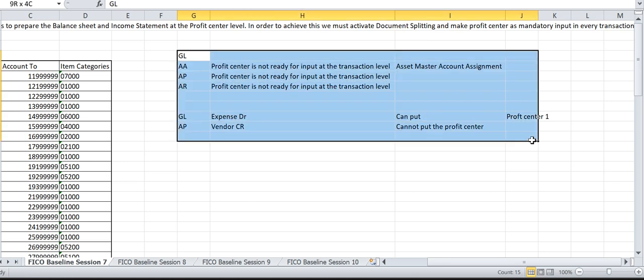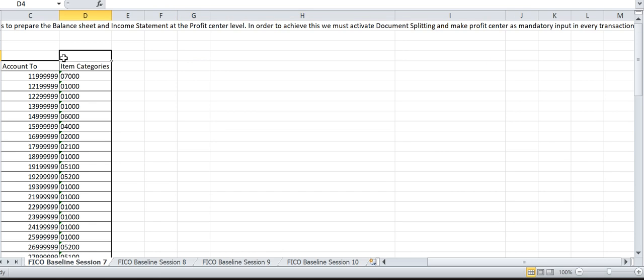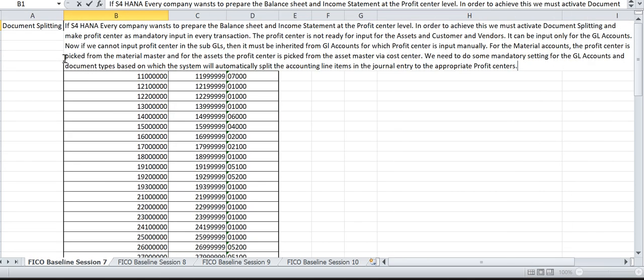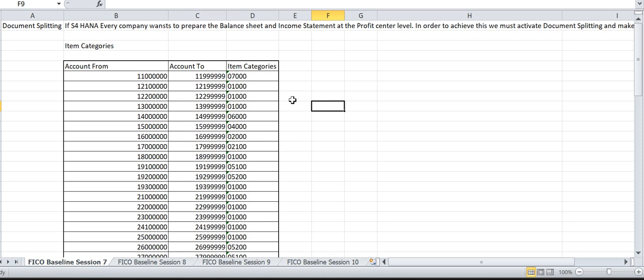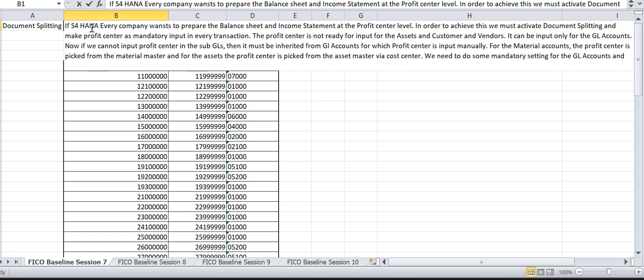Now I hope this second point is very clear. Let us read through both the points again. First, we need the concept of document splitting to prepare the balance sheet and income statement at the profit center level. When we activate document splitting, we make the profit center a mandatory input in every transaction. But we have understood that for asset accounting and for AP and AR transactions, we cannot directly input the profit center; the profit centers are either derived or brought from the master data. These two points we have understood very well.